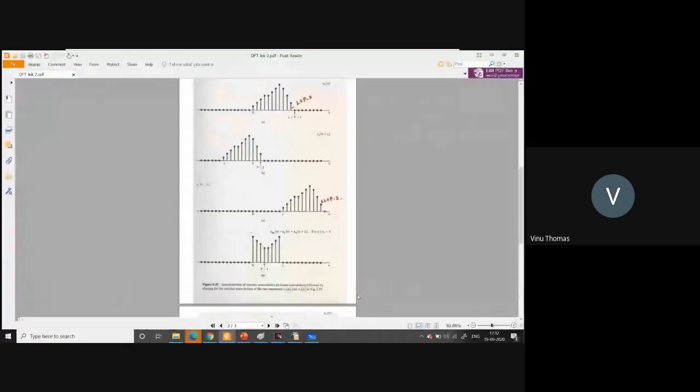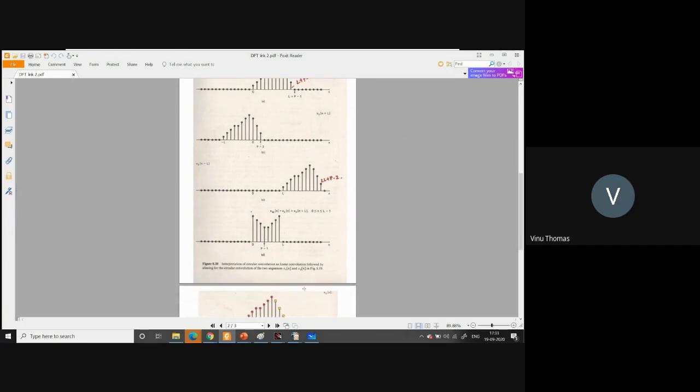This is easily understood by observing that the result of the circular convolution is one cycle of a periodic sequence. The periodic sequence is formed by adding x3 of n, x3 of n plus L, x3 of n minus L, x3 of n plus 2L, x3 of n minus 2L, etc. So you take one period of that, and this will give you the period x3p of n.